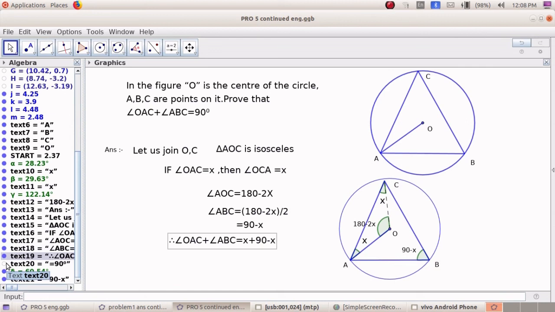Okay, the sum of the two angles will be 90. Then x and minus x cancel, and 90 is left. Therefore we got the answer. Now we have done question 5 on page 52.